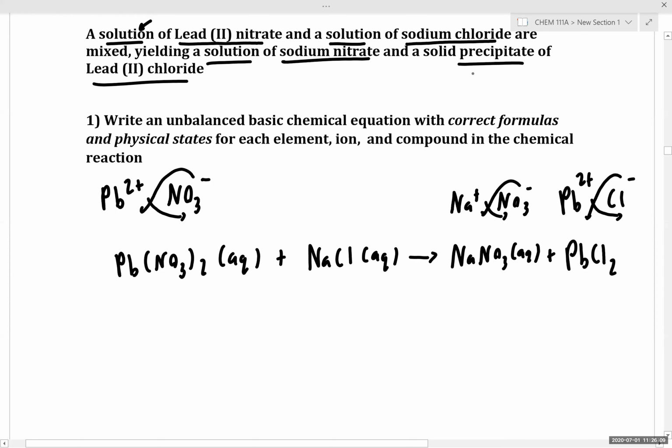It's a precipitate. So what state symbol do I put for a precipitate? Solid? Yep, exactly right, solid. Solid precipitate, I said in the problem solid precipitate, and that's a bit redundant, but in general, whenever you hear the word precipitate, think solid.